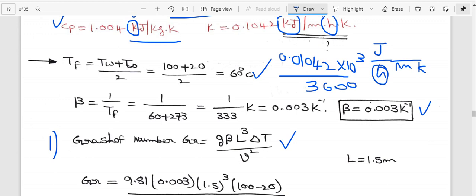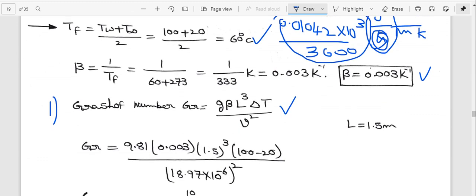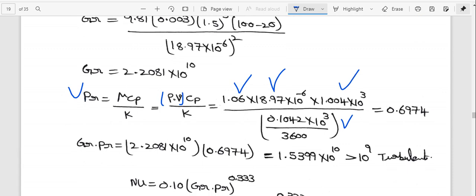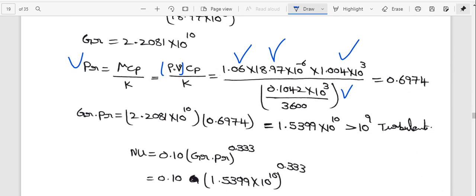3600. So that's why I am considering this value. Here this is joule per second. Joule per second means watt. So that means watt per meter Kelvin. So we need to substitute this value 0.1042 into 10 cube by 3600. So here this is the GrPr value.